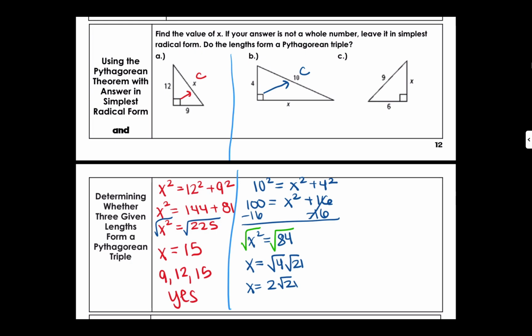So do the sides 4, 10, and square root of 21 create a Pythagorean triple? No, it does not.